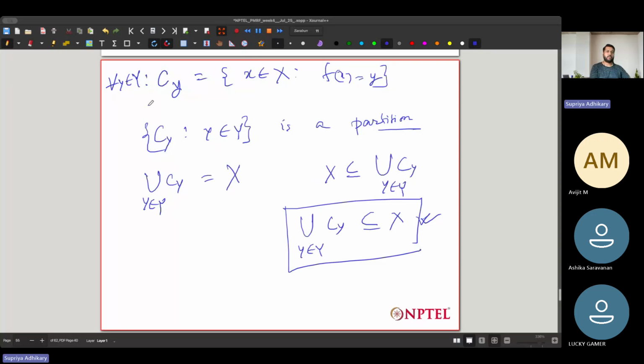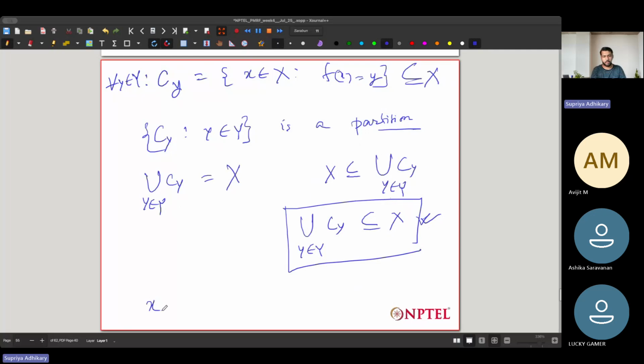because each C of y is nothing but a subset of X. Now, if each C of y is a subset of X, then the union of all these C of y, and this is a finite union because there are only finitely many sets in y, so finitely many C of y's that we are taking the union of, should be a subset of X. So that is true. But now we have to prove the other direction.